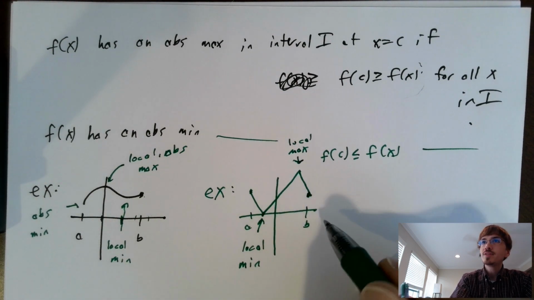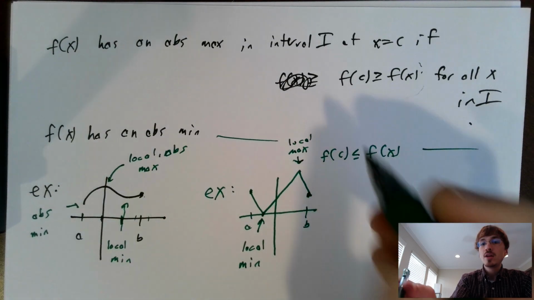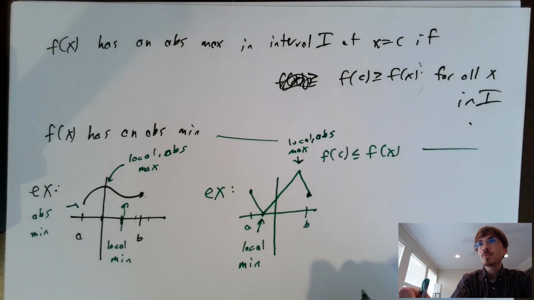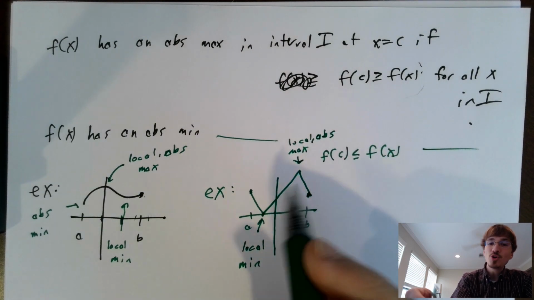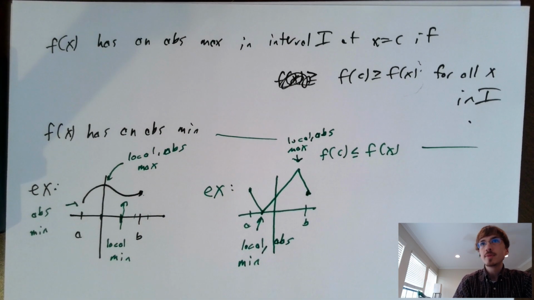My endpoints, again, are not local mins, but in this case, neither one of them are local maxes either. So in this case, this point is the local and the absolute maximum, because it gives you the largest function value on the entire interval. And the local minimum is also the absolute minimum. Yeah, so it's both.